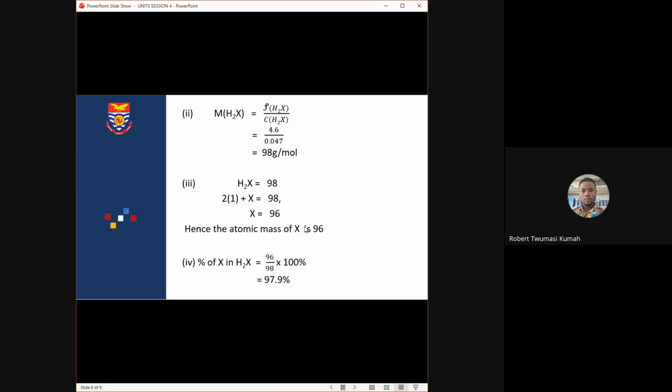We know that we've been able to find X to be 96. So 96 over the total molar mass, which is 98, times 100%, that gives us 97.9. What it means is that for the whole compound, 97.9% of it is X, whilst hydrogen contributes the remaining.